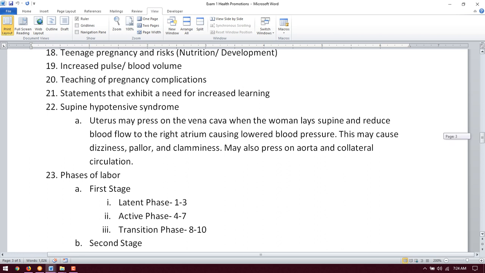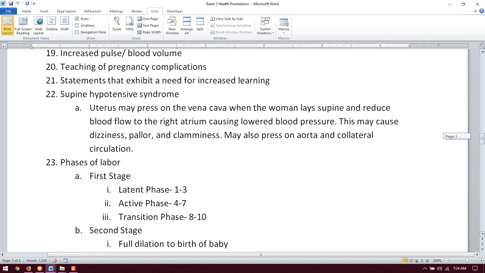Review the cardiac parts of labor or pregnancy. Remember that mom's blood volume increases and can cause higher blood pressures. It can cause higher pulses. Yeah, just review that part.